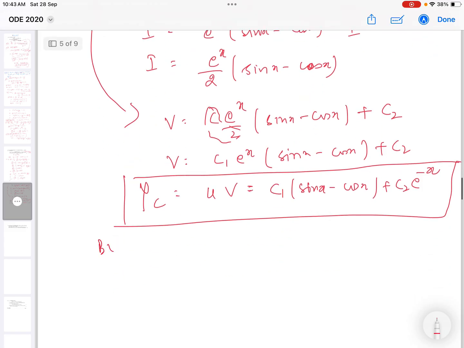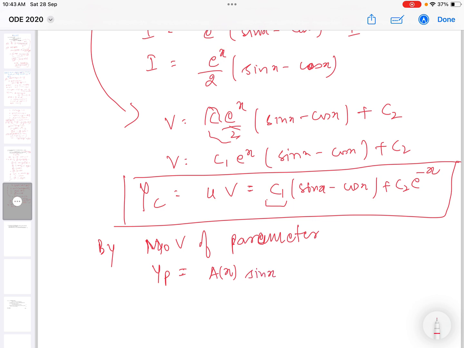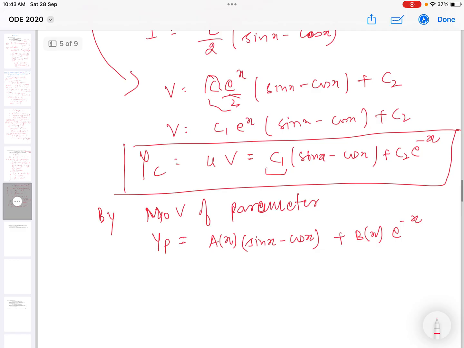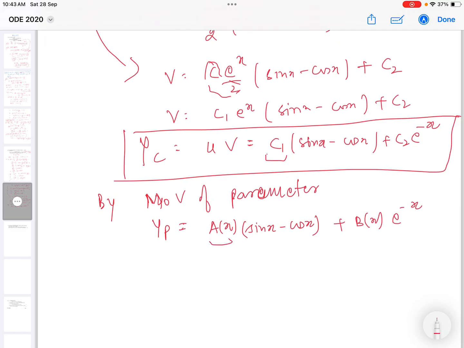Now by method of variation of parameters, y particular will be, in place of constants, some x functions: a(x) times sin x minus cos x times e raised to the power minus x, plus b(x) e raised to the power minus x. Fine. How will we find a(x) and b(x)? Using Wronskian. Always I used to mispronounce this term. So we'll be using the Wronskian approach.